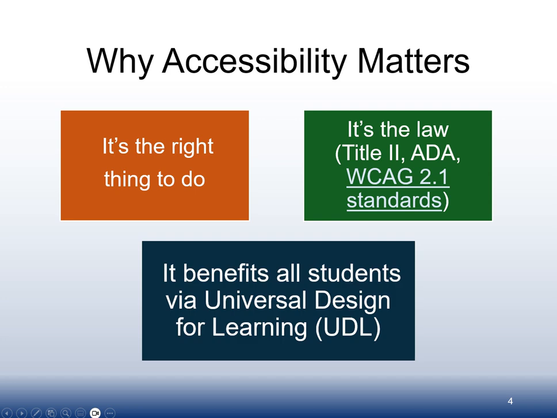Finally, accessibility benefits all students, not just those with documented disabilities. Through universal design for learning, we see that strategies such as captions, clear document structure, and flexible formats make learning easier for everyone. What helps one group of students often improves the experience for all. That's why accessibility matters. It's ethical, it's legal, and it's practical.